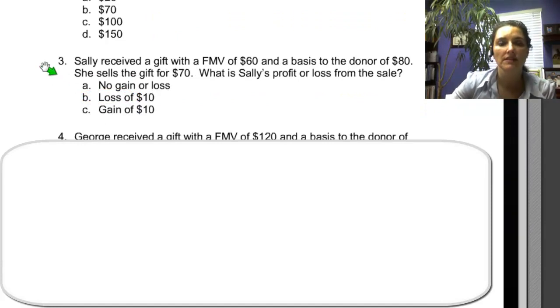Number 3, Sally received a gift with a fair market value of $60 and a basis to the donor of $80. She sells the gift for $70. What is Sally's profit or loss from the sale?